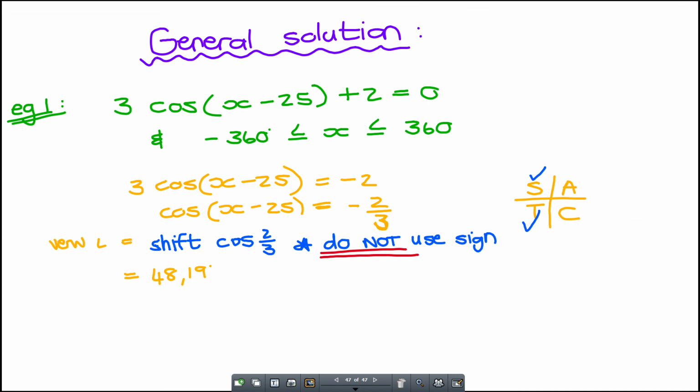Okay, so is everyone fine so far? Okay. Now, we're going to work with quadrant 2 first.